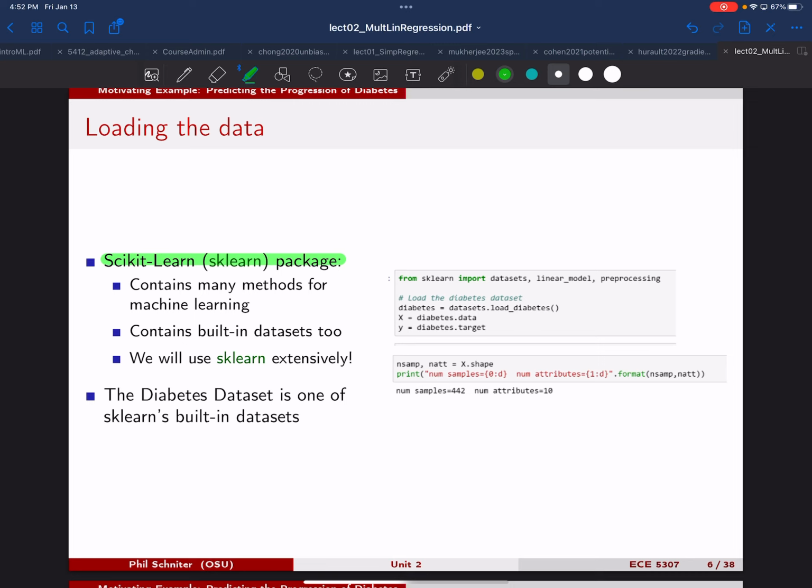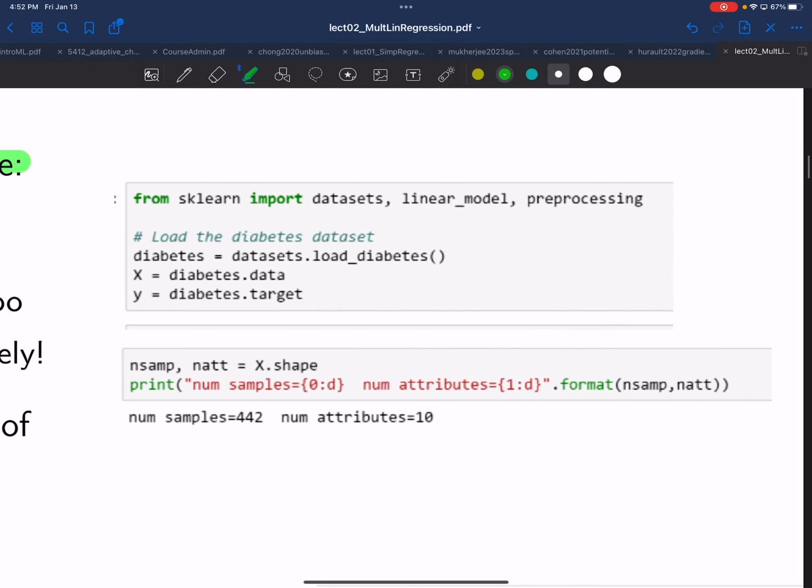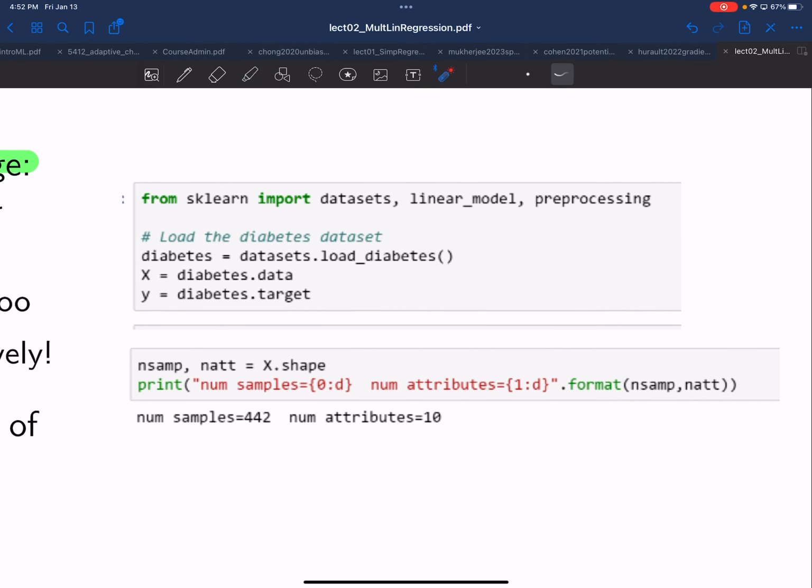So it has tons and tons of methods, as well as a few built-in data sets, and we're going to use this extensively. So here's where we import it, and we're going to actually import various sub-libraries: data sets, linear model, pre-processing. Once we get the data sets, you can see it's very easy to get the data. You just do datasets.load_diabetes. And that's going to give us this data structure that has the feature data as well as the target. And we can pull those out.